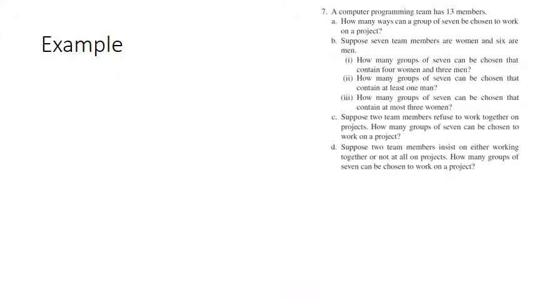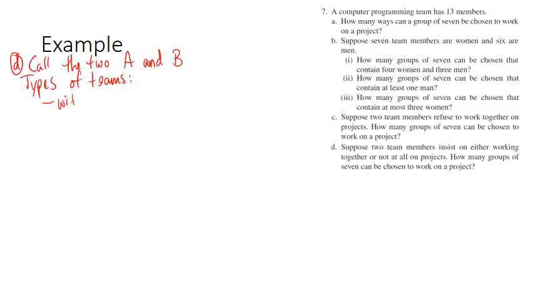Okay, so part D is similar to part C, but a slight variation. Suppose 2 team members insist on working together or not at all on projects. How many groups of 7 can be chosen to work on a project? Again, let's call these people A and B. So the types of teams that we can have are the following. We can have teams with both A and B, or we can have teams with neither A nor B.